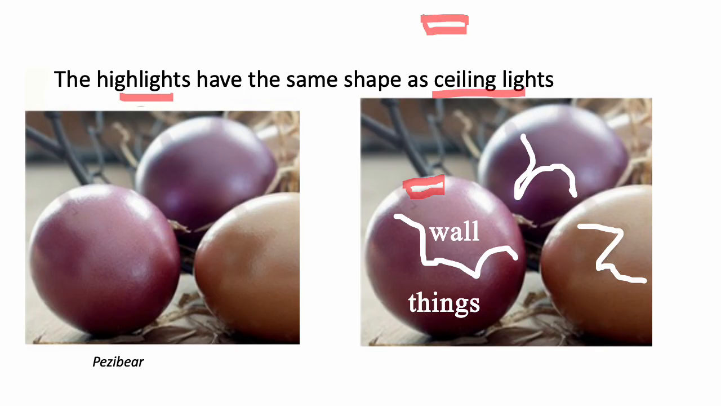There's also reflected light on these eggs, but those aren't highlights. This dark area here is from things in the room that reflect light, and this area is from the wall. Since the wall seems to be reflecting more light than the things in the room, the top of the egg is a little lighter than the bottom.